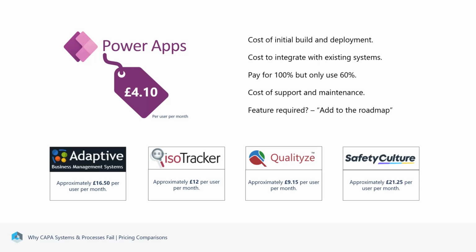So again, maximum kind of cost, you're looking at £4.10 per user per month, but you could be looking at using Power Apps for SharePoint, which will typically be included within your, let's say, E3 license or Business Premium license that you've already got in place. You need to consider the initial cost of build and deployment. Any system that you go and purchase typically always has a deployment cost in place anyway.